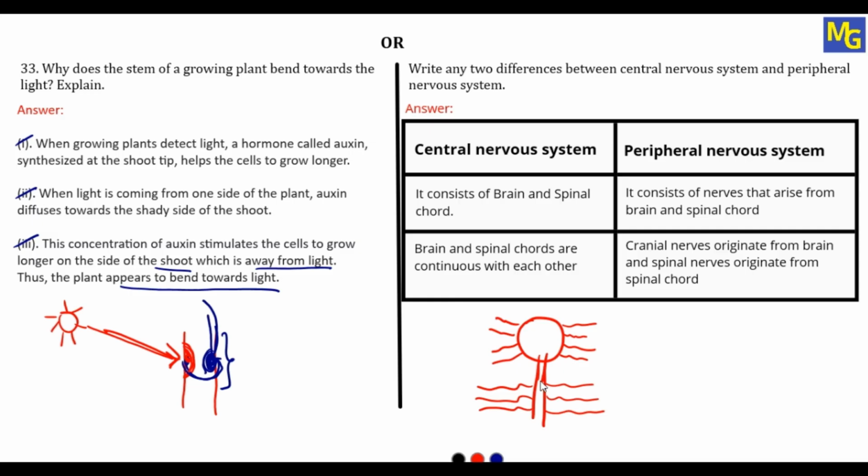Here they are continuous, but cranial nerves originate from the brain and spinal nerves originate from the spinal cord. There will be no connection between the cranial nerves in the head and the nerves here, which are called spinal nerves. There is no connection between these two nerves, but there is a connection between the brain and the spinal cord. That's why the second difference is that brain and spinal cord are continuous with each other, while cranial nerves originate from the brain and spinal nerves originate from the spinal cord. These are the two differences we have to write for this question. Now we'll move on to the next question.